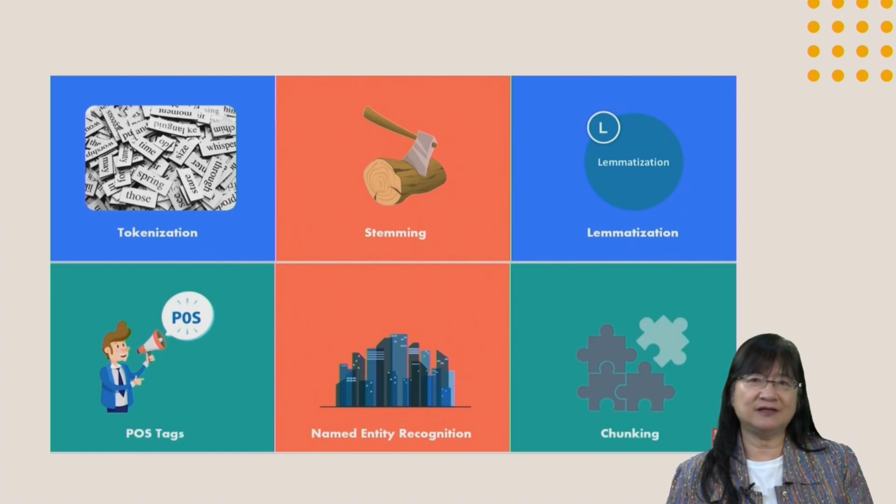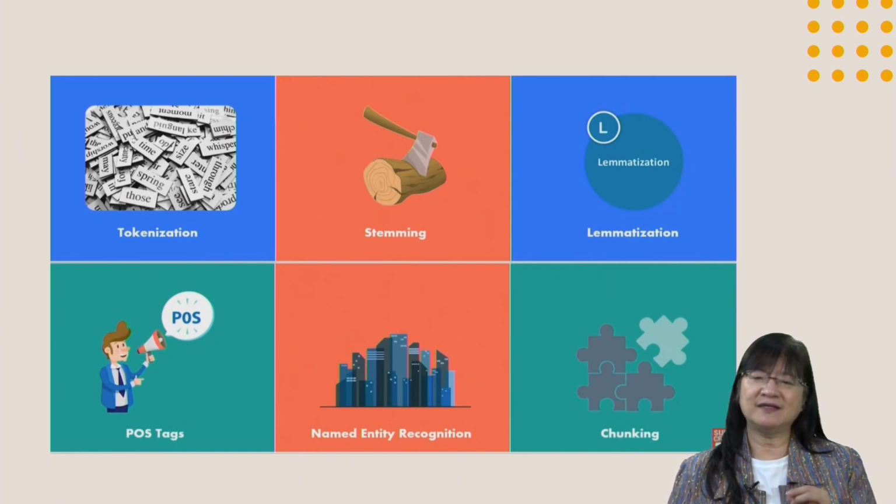But for machine, well, you should teach them. This is about named entity recognition. You should figure out the meaning, the semantics. All right, then the last one is chunking. We put a group of words together to have the meaning.